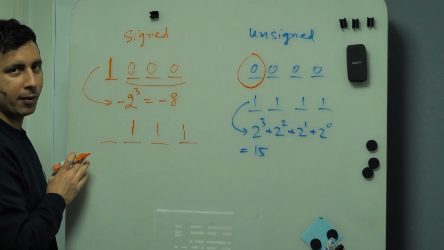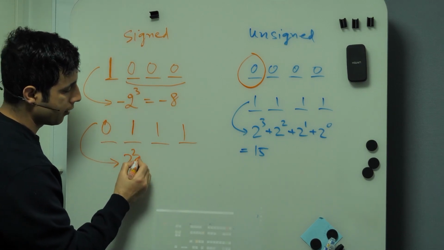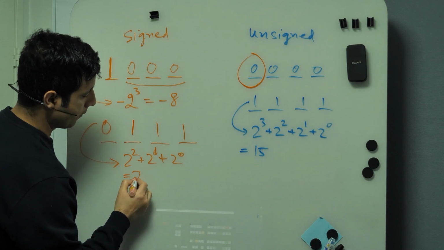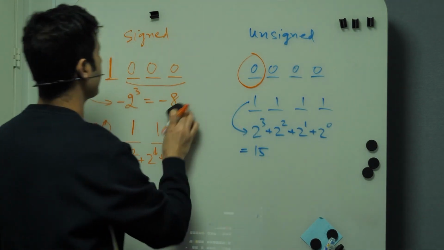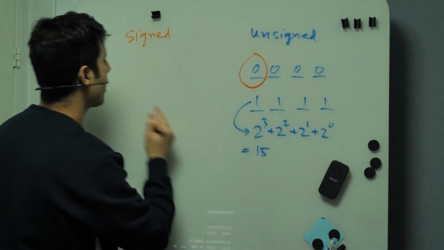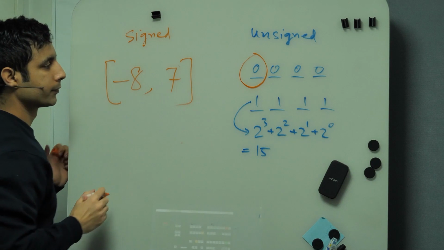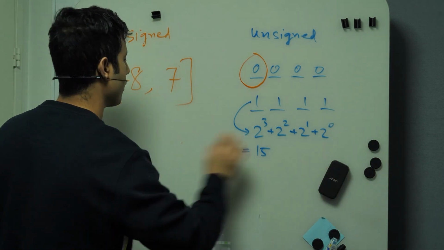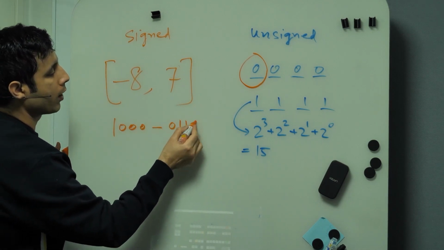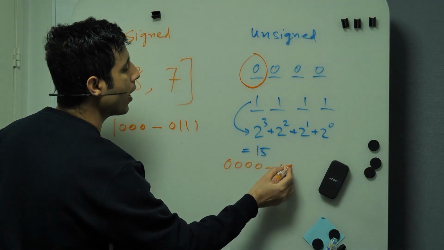And this last significant bit, because it's a signed bit, the contribution is negative, so we'll put it 0. So this would be -7. As you saw, the range of values for a 4-bit signed data type would range from -8 to 7. If I write it in bit pattern, this would be 1 0 0 0 to 0 1 1 1. But for unsigned, it was 0 0 0 0 to 1 1 1 1.